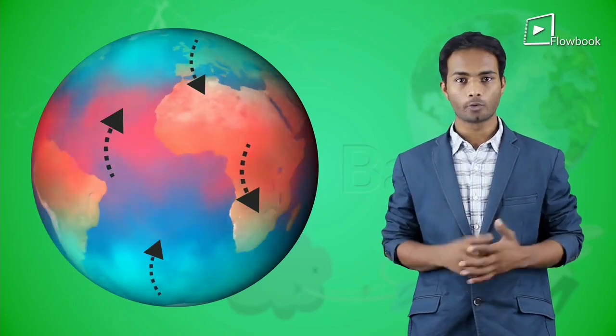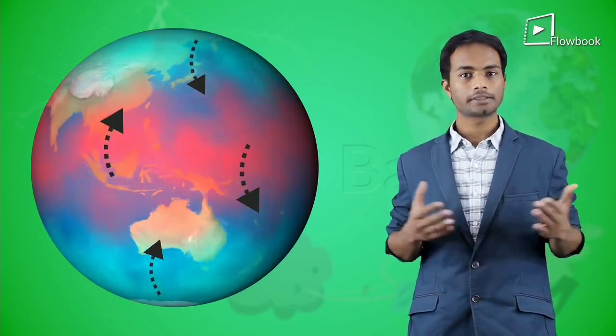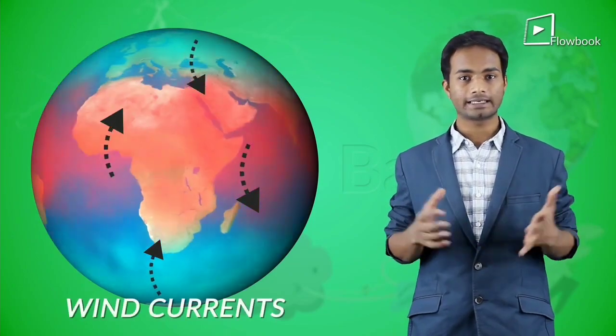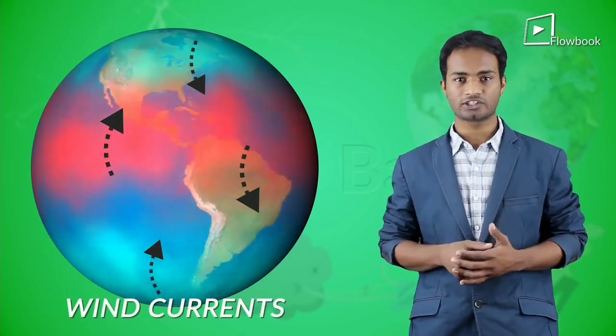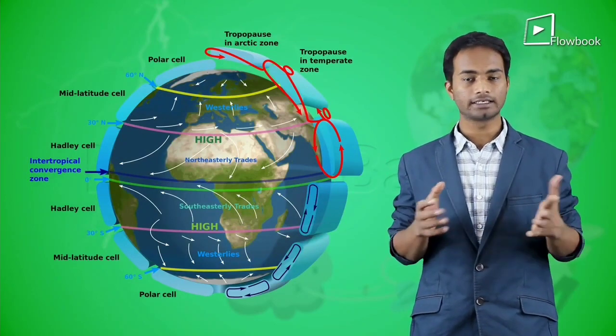So while this rotation is taking place, the warm air from the equator is trying to go to the poles and the cold air from the poles is trying to come to the equator. Now, all this forms wind currents that move in very different directions. This is a map of how wind currents usually move on the earth.